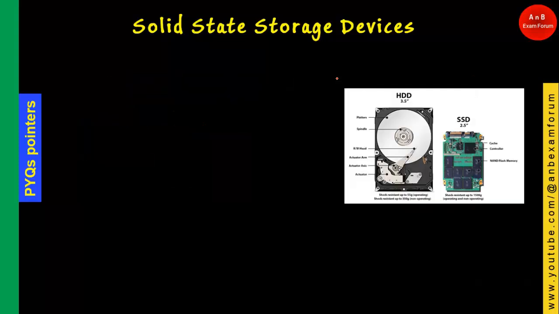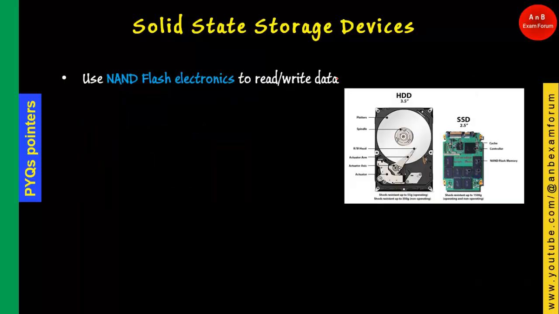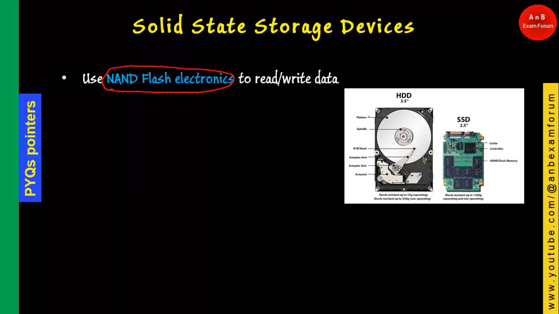Coming to the next one, the solid state storage device. Instead of magnetism, this type of storage device uses NAND flash electronics. NAND is a circuit in electronics which is used to read and write the data. If you compare the HDD and SSD, it becomes very small in size, and NAND flash memory, controllers and cache are there. So the size got reduced and the cost also got reduced. So it becomes fast, compact and durable.